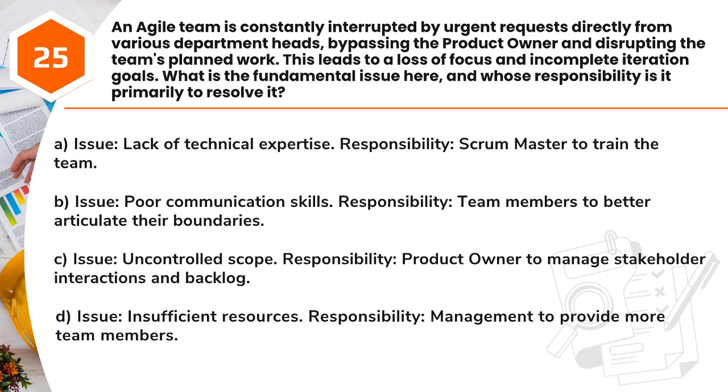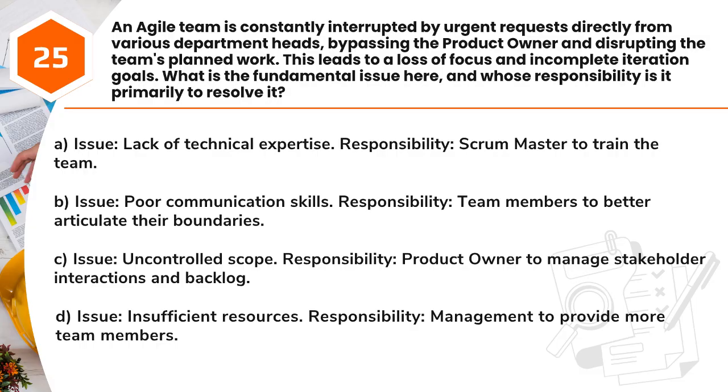Question 25. An Agile team is constantly interrupted by urgent requests directly from various department heads, bypassing the product owner and disrupting the team's planned work. This leads to a loss of focus and incomplete iteration goals. What is the fundamental issue here, and whose responsibility is it primarily to resolve it?